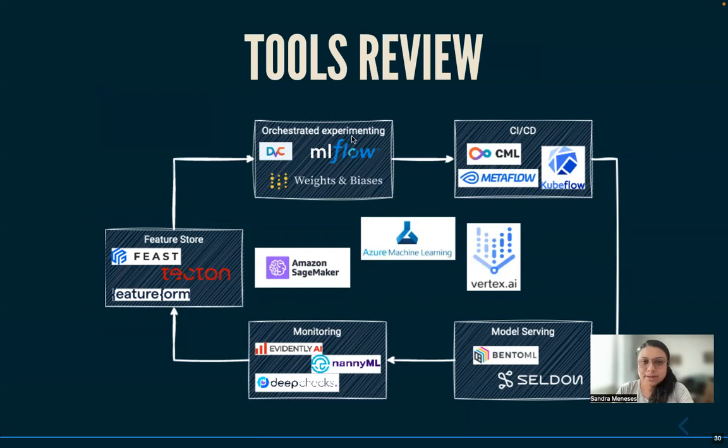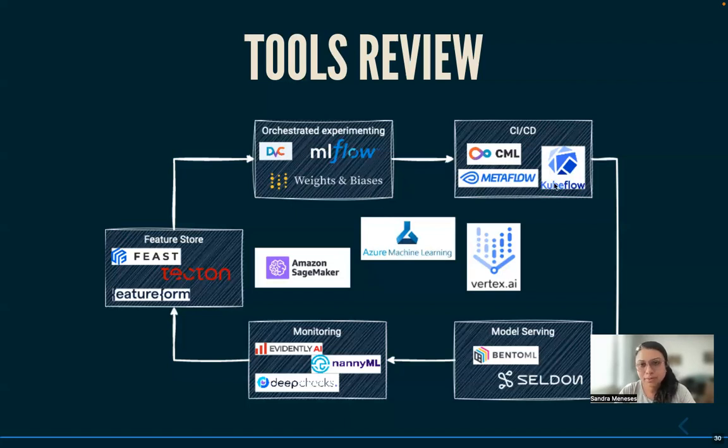So for experimenting, we have MLflow that initially was created for experimenting. And we have DVC that was originally created to track data, but now it also has ways to do experimenting, to track experiments. We have also a platform that is Weights & Biases, where you can track weights. It has this name because it was created in the beginning also for deep learning. For continuous integration and development, we have CML that is from the same creators of DVC.